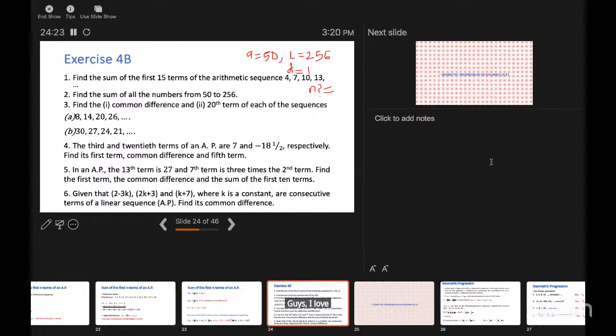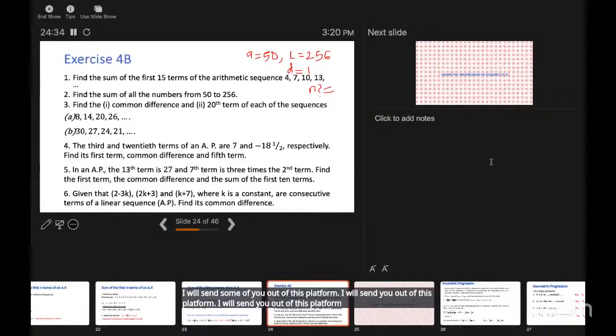56 minus 50. I will send some of you out of this platform, including Femi Ogundari. I will send you out of this platform, and the rest of you, I will send you out of this class. If you cannot maintain decorum here, we send you out.